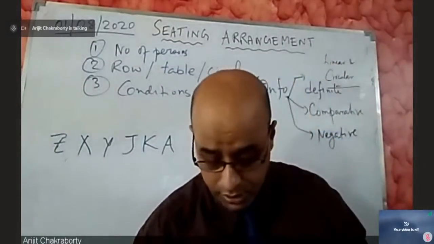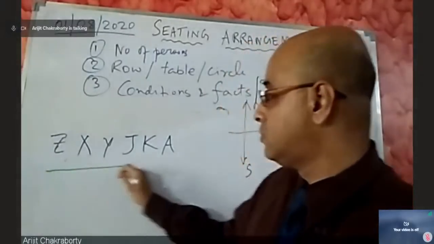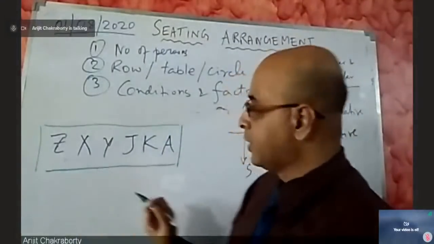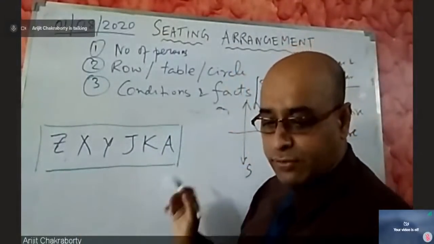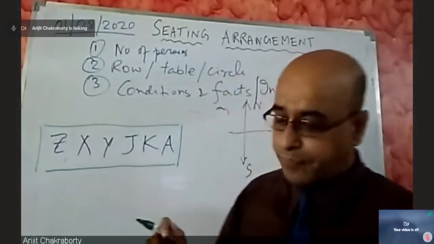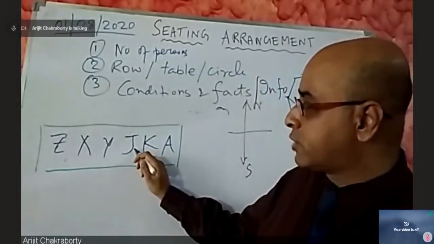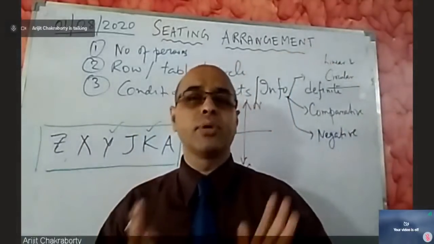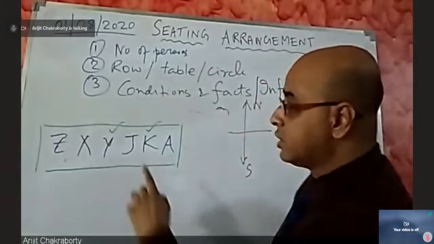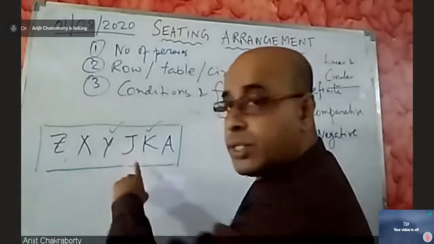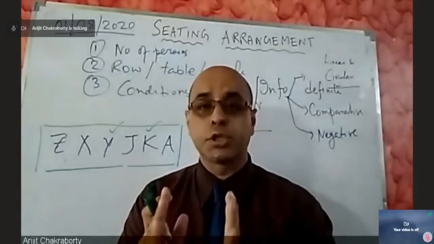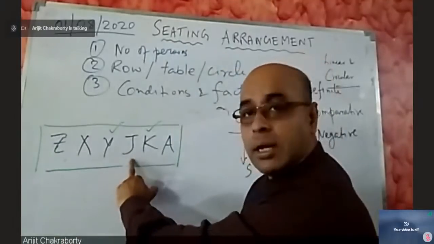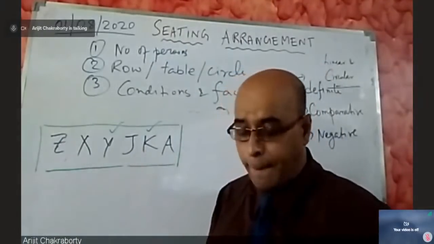Okay. Now, please note that normally speaking, always remember, if I give you an information like this, that J is between Y and K. If I give an information, J is between Y and K, it means J is in the middle. In other words, J is sandwiched between 2 persons, right? So J is in the middle. In between means in the middle.